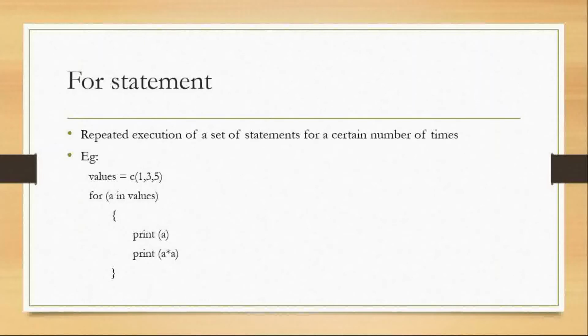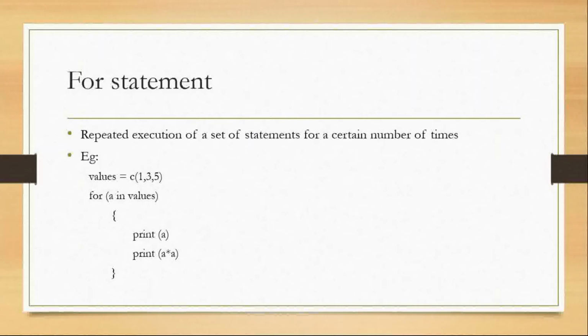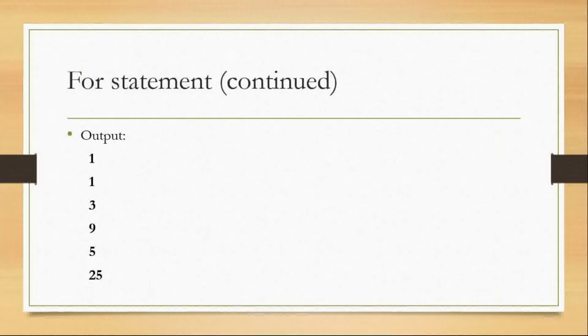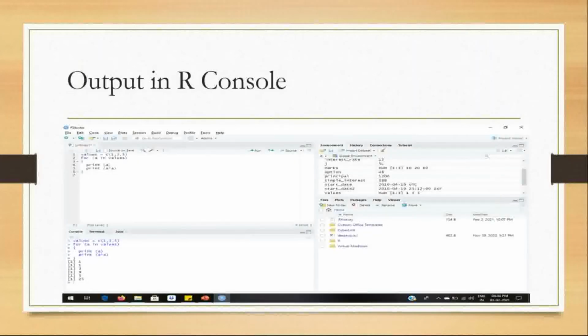Here it prints each number in the collection 1, 3, and 5, the number first and then its square. So this is how the output will look. First comes 1 and its square is 1. Next comes 3 and its square is 9. Next comes 5 and its square is 25. Since there are no more values after 1, 3, and 5, the control comes out of the for loop. Let's try executing this in RStudio.